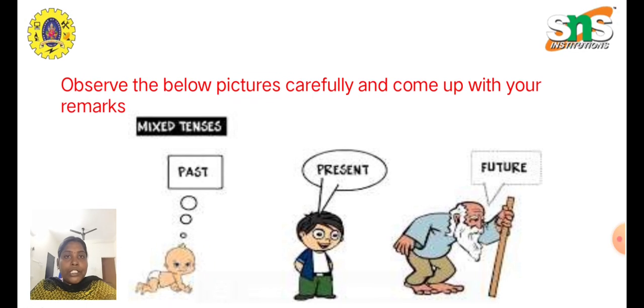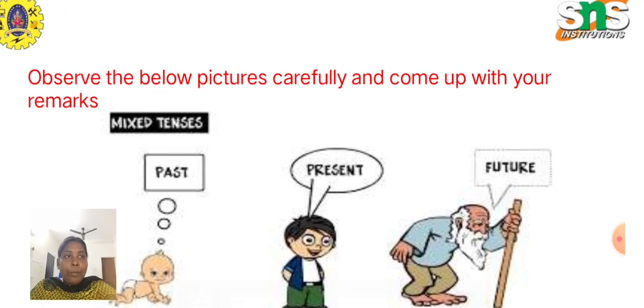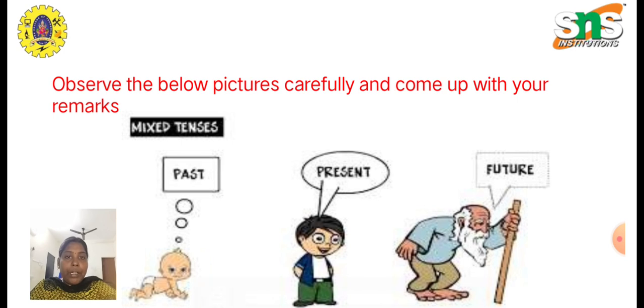From this picture, what I have given is: observe the below pictures carefully and come up with your remarks. So here you can see an infant, a boy and a grandpa, so it is related to the time period. Similarly, tenses indicate the time of an action. Why I mentioned this picture is, how to define tenses first of all, because tenses indicate the time of an action. So to understand at what time the action has happened, for that we need the support of a verb.